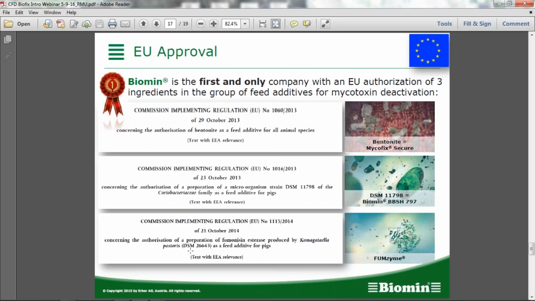And they also have a specific enzyme. So this would be, it's really a recombinant enzyme that they're able to produce called fumzyme, which is able to transform the fumonisin toxins and render those inactive. So again, this is a product that's called Mycofix. It's not available in the US or Canada.